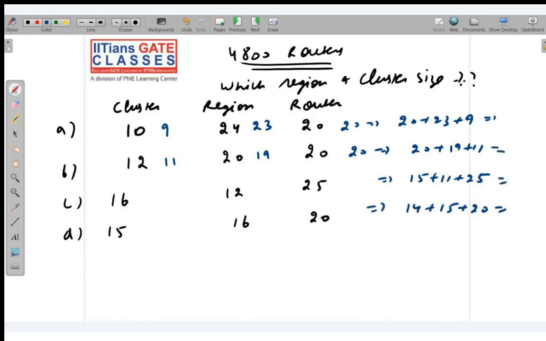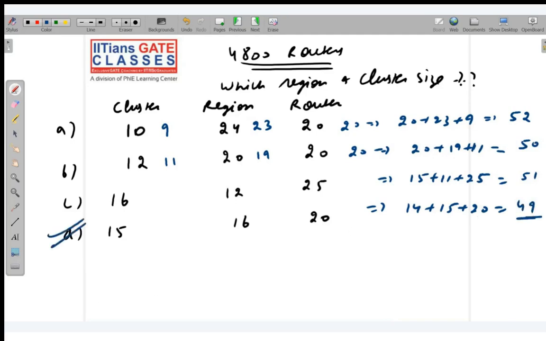So simple. Okay, so 43 plus 9, 52. Yes, here. So 19 plus 11, 50. Okay. And what about this? 25, 35, 40, 51. And here 35, 49. 49, sir. D option is correct.